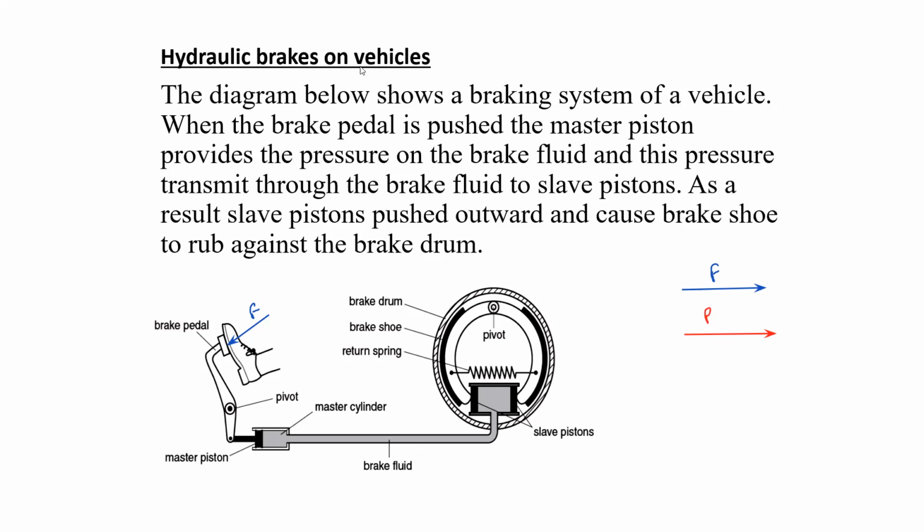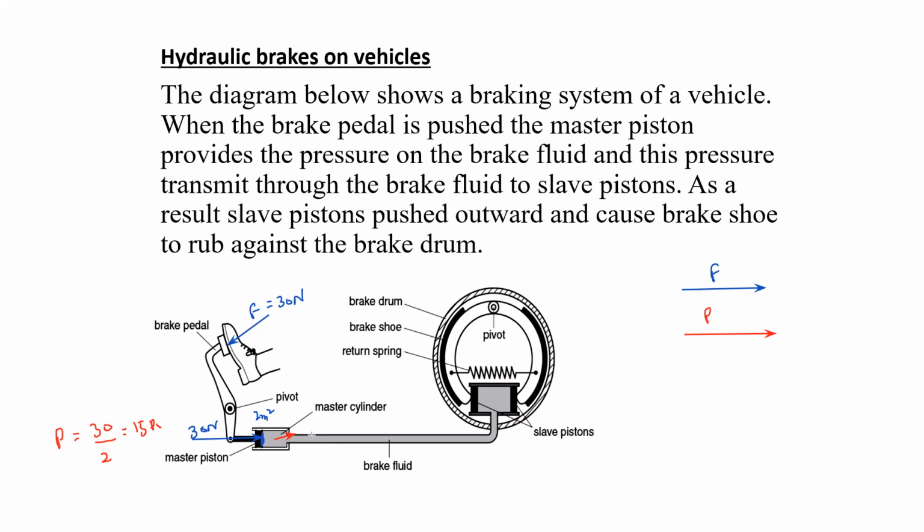For example, we applied a force of 30 Newton. So the same force of 30 Newton is there on this piston, which has an area of 2 meters square. So what is the pressure applied by us on the braking fluid, the master piston? The force of 30 Newton is applied on 2 meters square. So we are basically applying 15 Pascal.